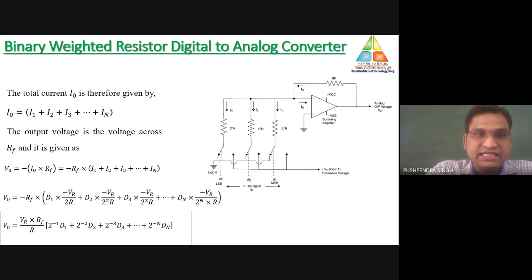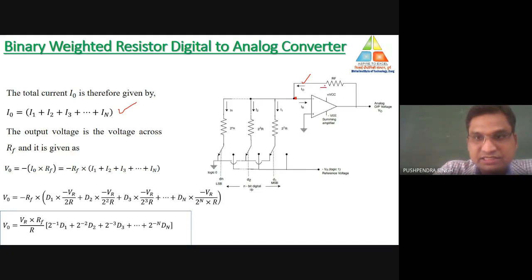The generalized expression we are calculating is based on the current. So total current is equal to what? Let us apply KCL here, then I naught is equal to I1 plus I2 plus up to IN. So I naught is equal to I1 plus up to IN. What is I1? I1 is equal to VR divided by 2R. I2 will be equal to VR divided by 4R, similar to that. And what is the value of output?